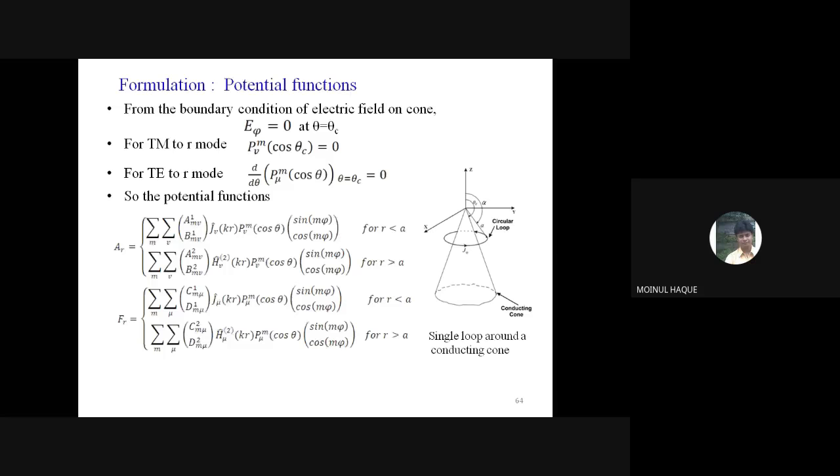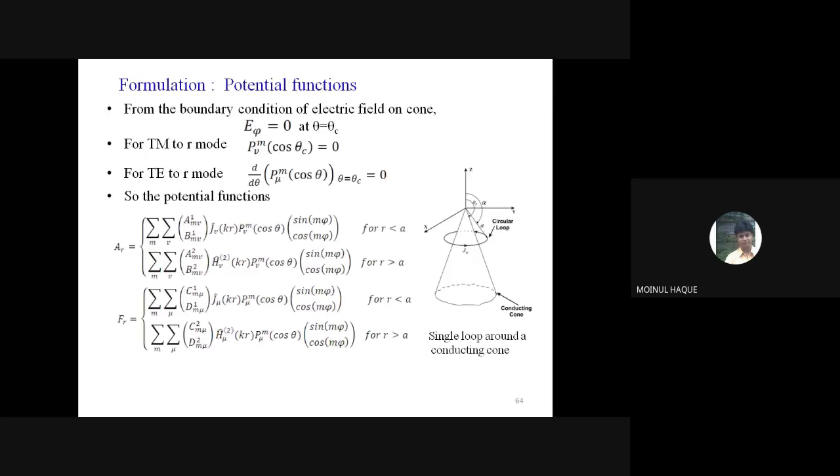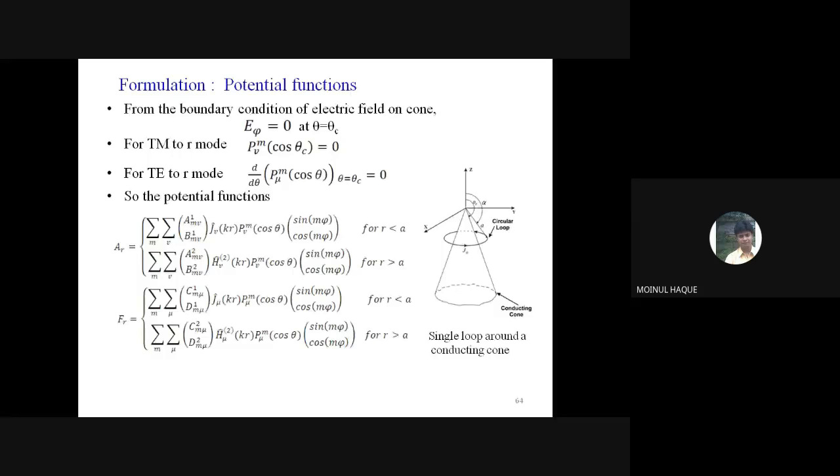And in that expression, you will see J nu K R. This is called Solkunov type of spherical functions. The second one is P M V cos theta. This is the first kind of associated Legendre polynomial. And sin m phi plus cos m phi is the phi variations. So we have this potential function describing this structure.